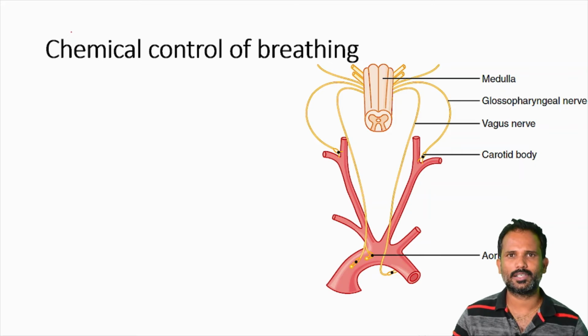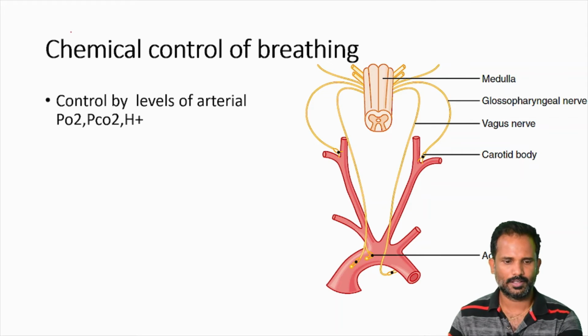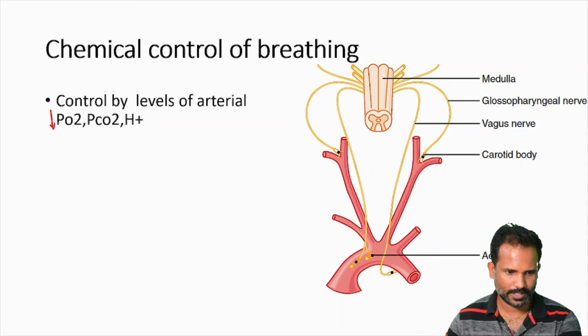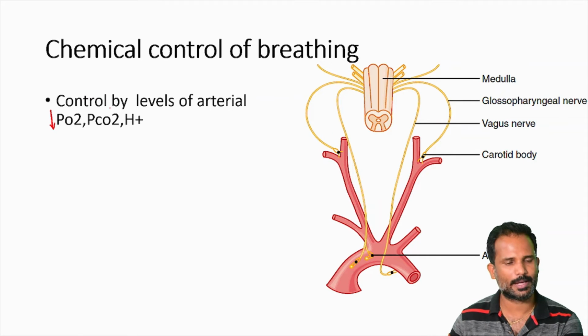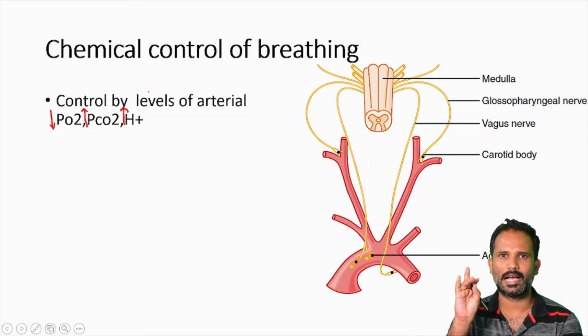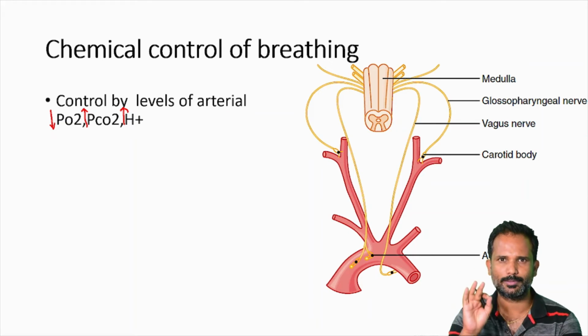Coming to the chemical control of breathing, it is controlled by the levels of oxygen, so decreased partial pressure of oxygen, hypoxia, and carbon dioxide, increased partial pressure of carbon dioxide, that is hypercapnia, and increased H plus, acidosis. So, hypoxia, hypercapnia and acidosis are the stimuli for the peripheral chemoreceptors as well as central chemoreceptors.